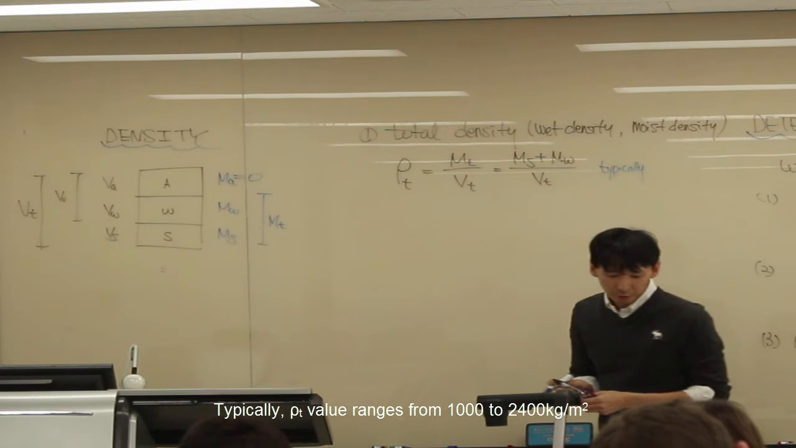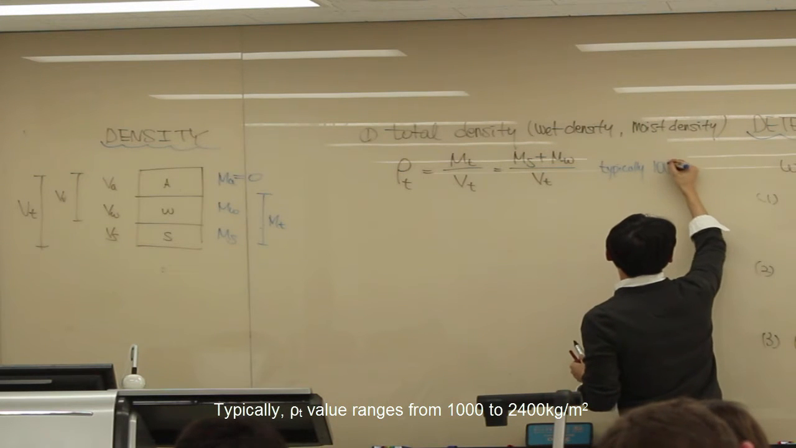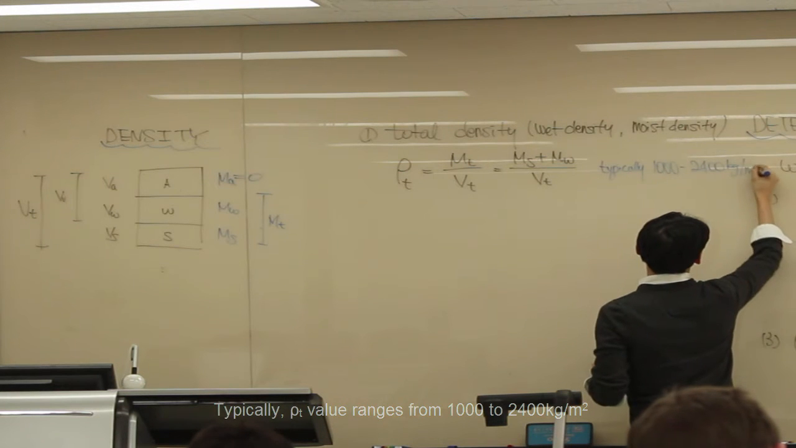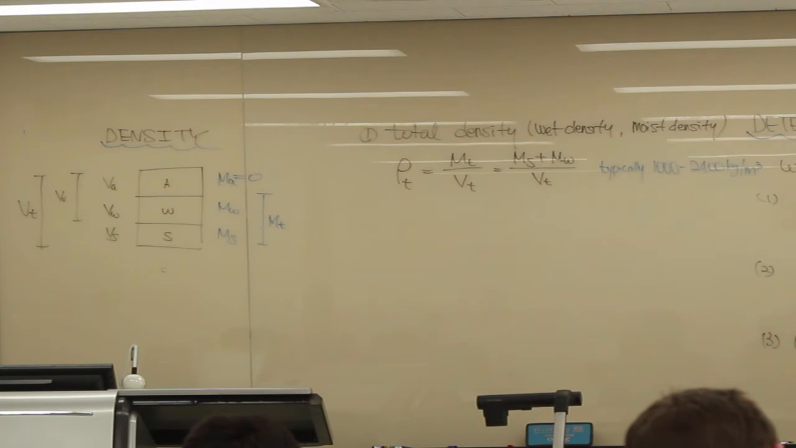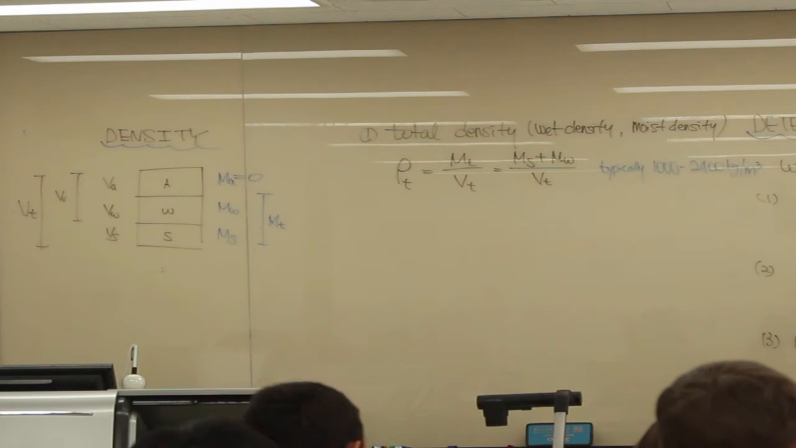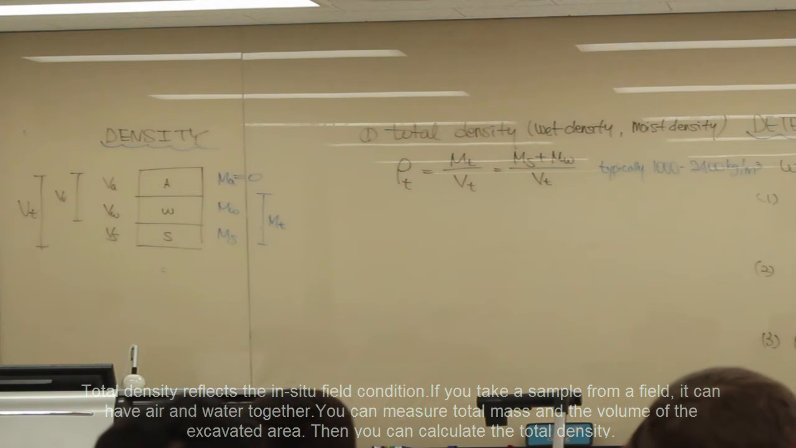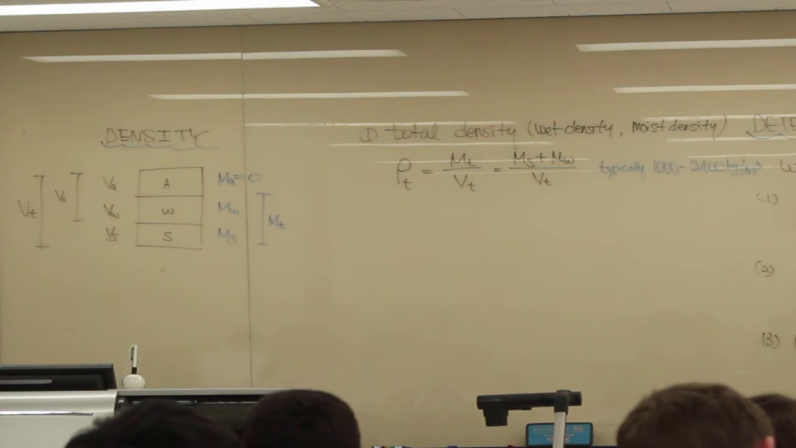Typically, the value ranges from 1,000 to 2,400 kilograms per cubic meter. The total density reflects the in-situ condition, the field condition. If you take a sample from the field, you may have water and air together, right? You measure the total mass, and if you know the volume of the excavated area, then you can calculate the total density. That's how we determine the total density of the soil.